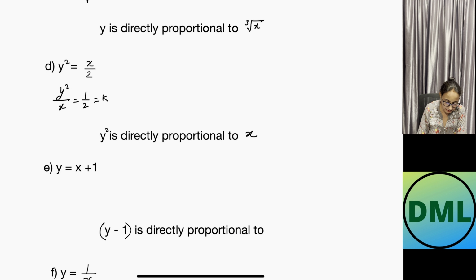Let's see the next example here. Y is equal to x plus 1. Y minus 1 is directly proportional to which function? I have to make the function y minus 1. So I need to take this plus 1 on the other side and that will become y minus 1. Y minus 1 is equal to x. Let's divide this x on this side. This will be written as y minus 1 over x. This is a function which is equal to 1, which is equal to a constant k. This shows you that y minus 1 is directly proportional to x. Let's write down here, it's directly proportional to x.